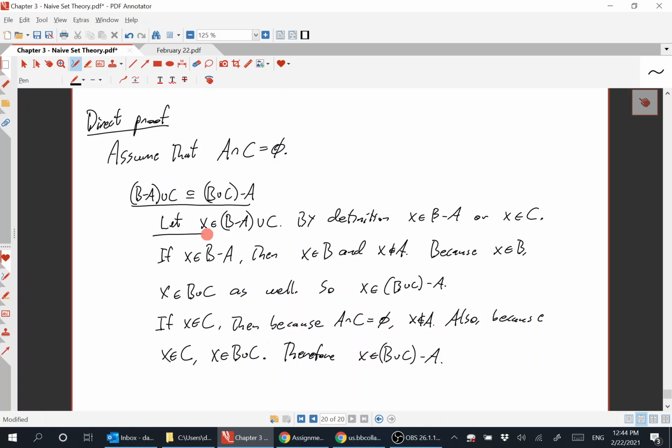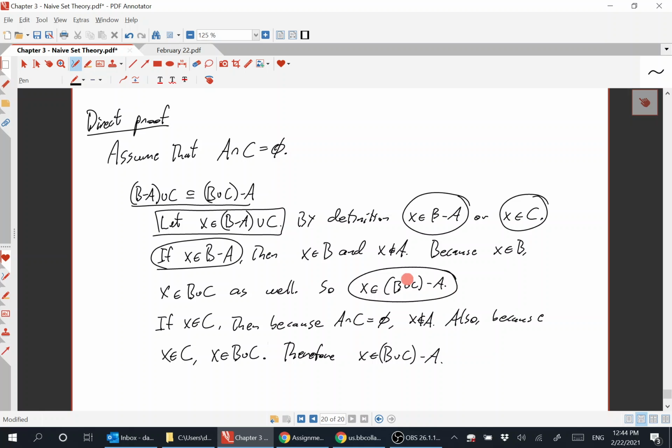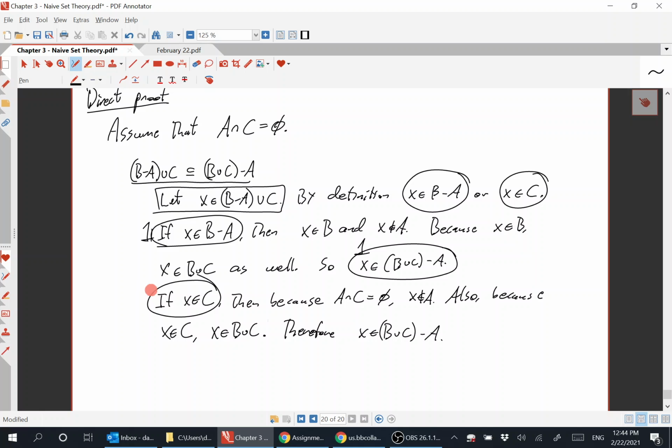We let x be in B minus A union C, which gave us two cases, case 1 and case 2. In case 1, we got that x is in B union C minus A. In case 2, we got that x is in B union C minus A. So there it is. We let x be in the first set, and x was in the second set. There were two possibilities to consider, but in each possibility we won out.